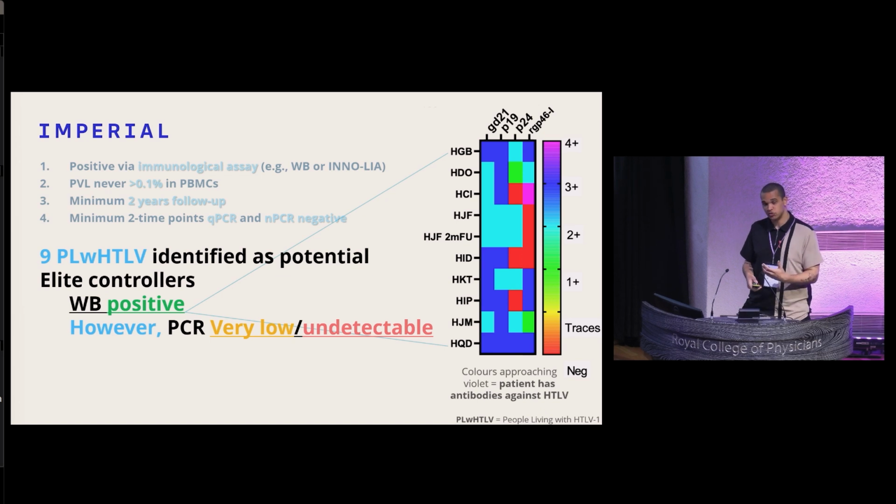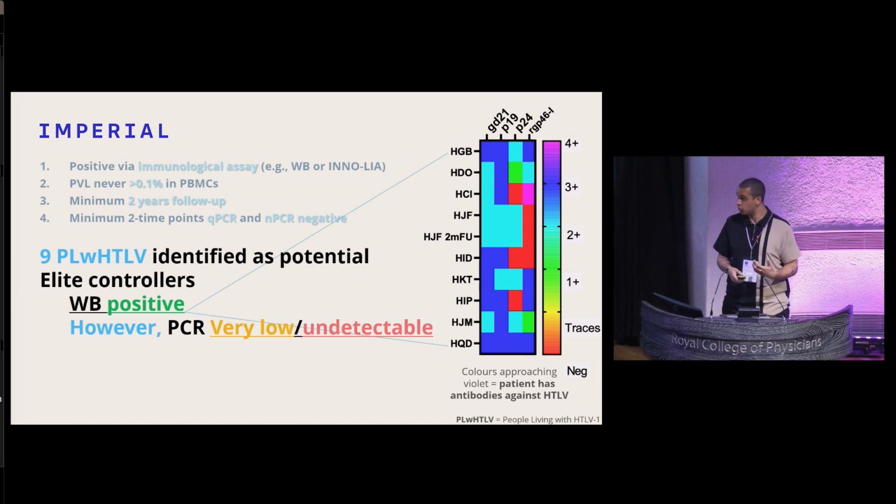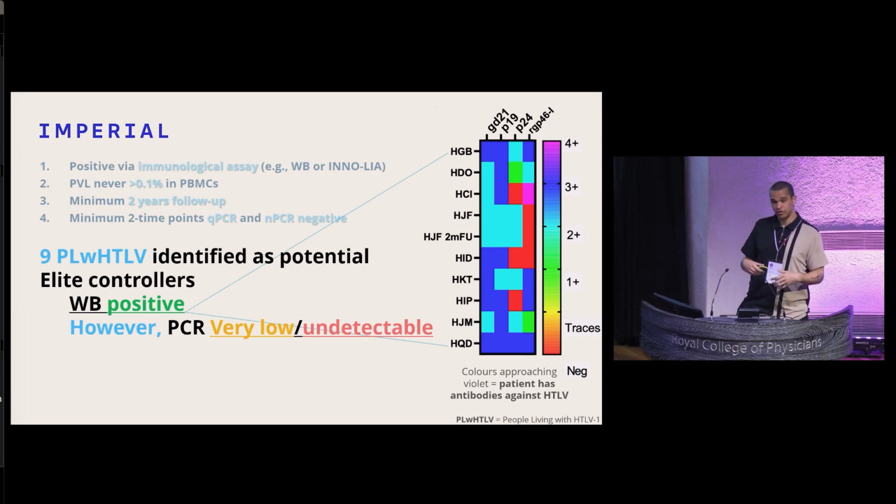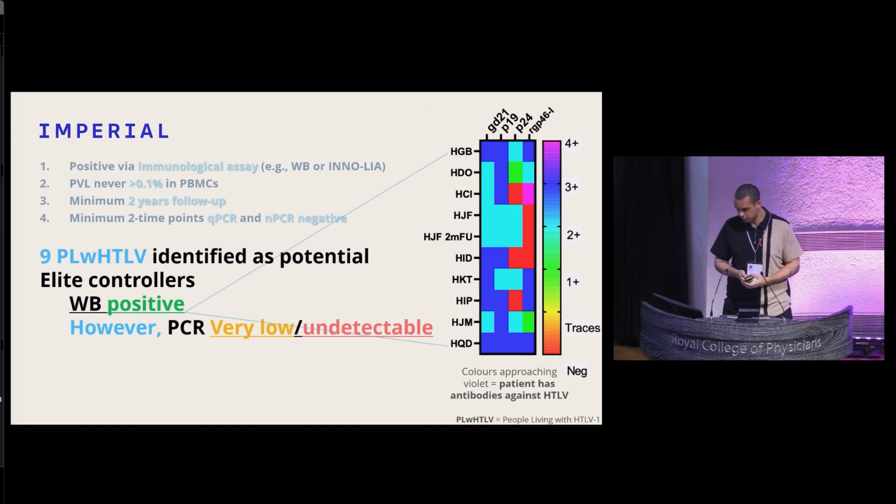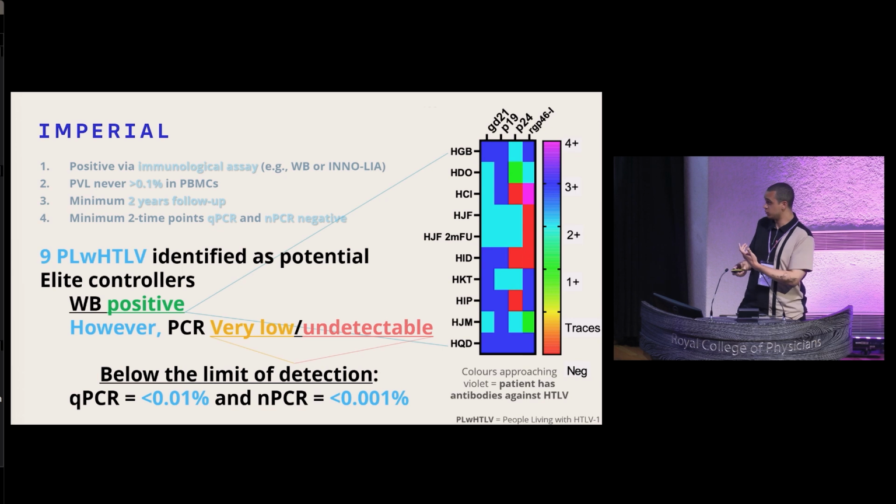Now, using this definition, we were able to identify 9 people living with HTLV-1 as potential elite controllers, and importantly, all of these patients were Western blot positive, so they were confirmed to have been infected with the virus as they have antibodies against viral proteins. However, their PCR results were very low or undetectable, suggesting they had low levels of the virus in the blood. And this was occurring below the detection limit for both qPCR and nested PCR.